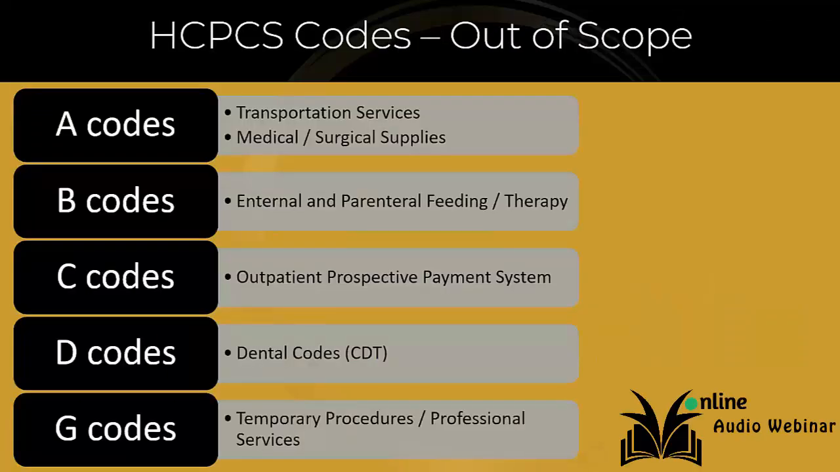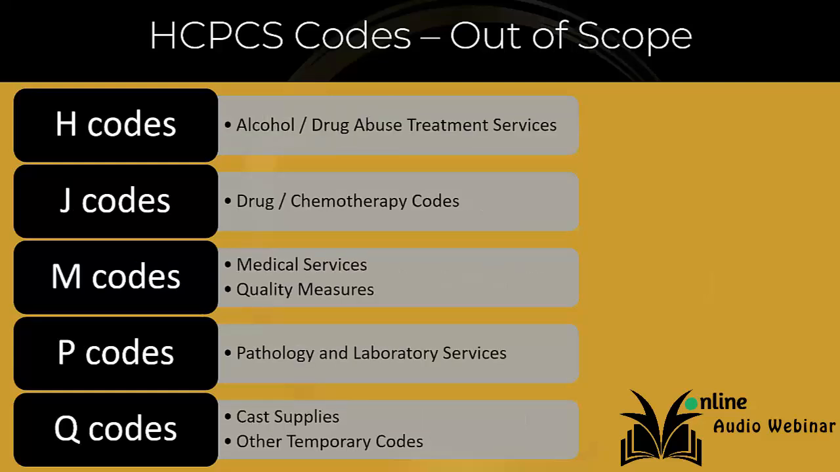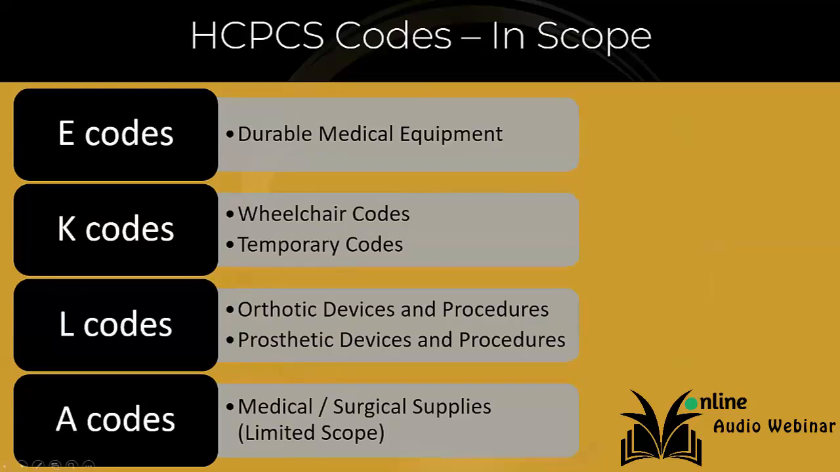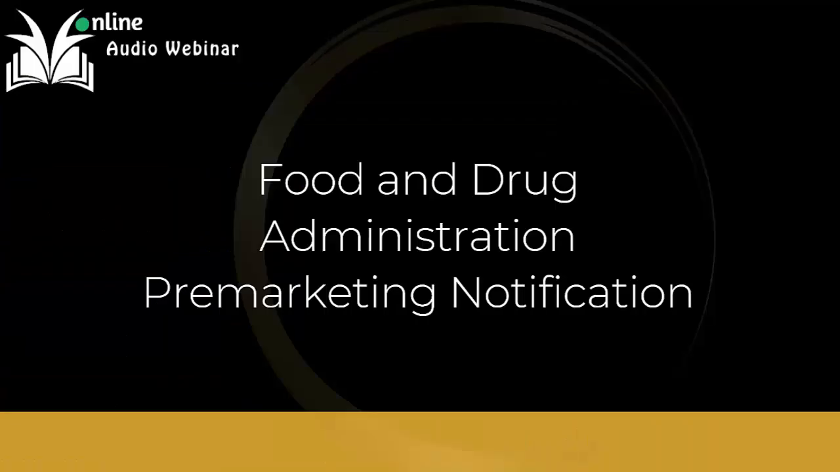When we look at the HCPCS codes, I'm going to focus a little on what's out of scope before we go into what's in scope. From there, we talk a little about our H codes. We also have our R codes. Let's get into what's in scope today: how a device is able to be marketed and sold.